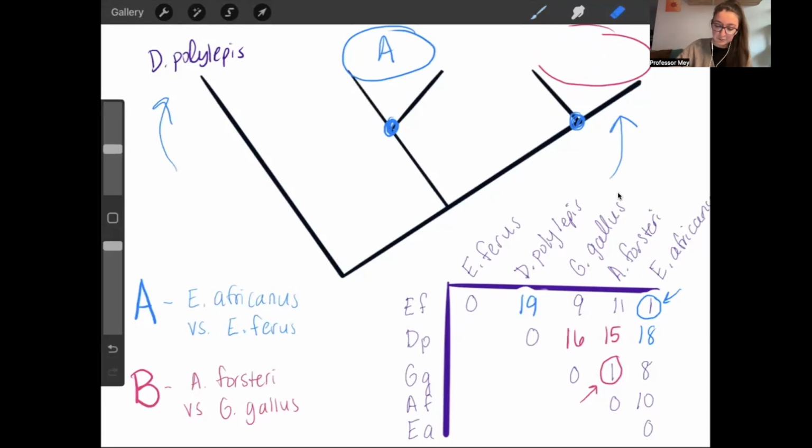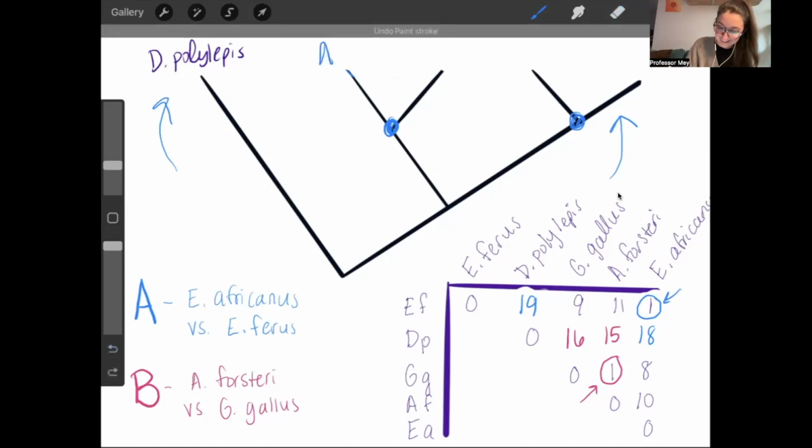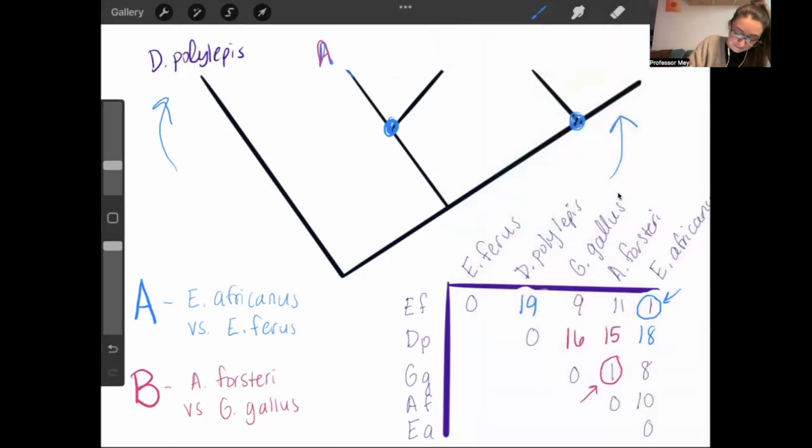We're actually going to put A. forsteri and G. gallus over on this part of the tree because they still have a lot of differences from D. polylepis, but it's less than E. africanus and E. ferris. So we're going to go ahead and put your A, oops, wrong color. Let's make it pink. A. forsteri and G. gallus.